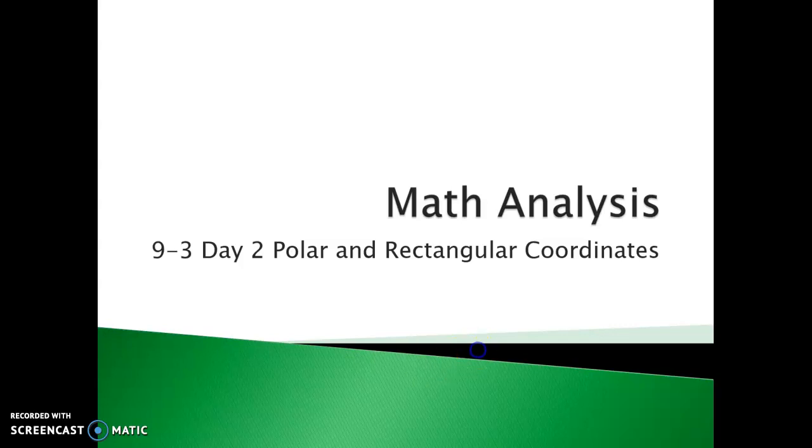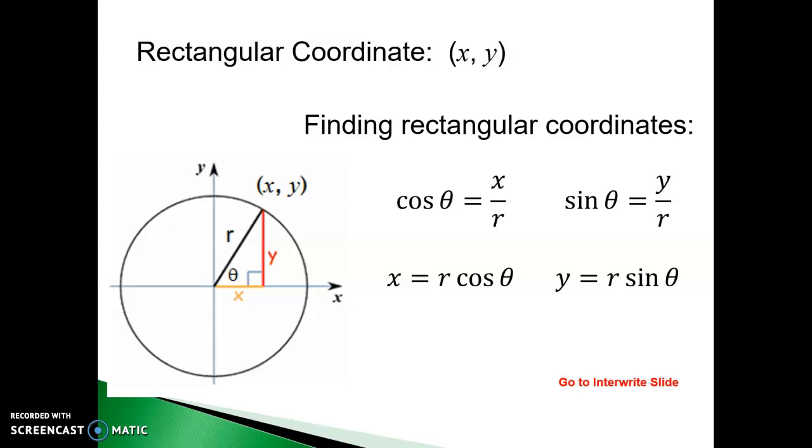So I'm going to do a quick review of what we talked about yesterday. We talked about taking a point from a rectangular coordinate and making a polar coordinate, or vice versa. Looking at this triangle, cosine of theta is adjacent over hypotenuse, which is x over r. If we multiply both sides by r, we get x is equal to r cosine of theta. Sine is opposite over hypotenuse, which is y over r, so y is equal to r sine of theta. Those are two very important formulas.